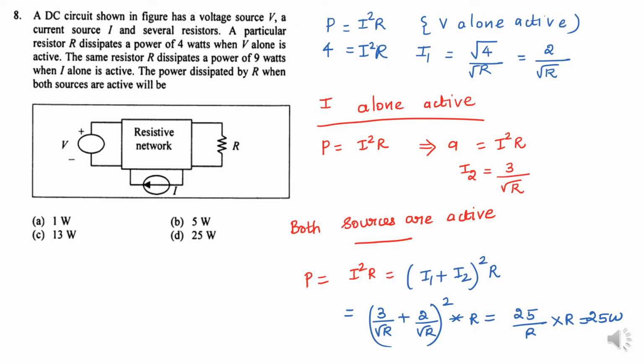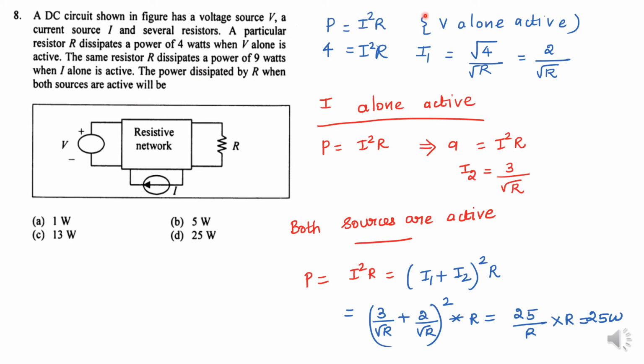And next, the circuit shown in the figure has a voltage source V and a current source I and several resistors. A particular resistor dissipates a power of 4 watt when V alone is active. The same resistor dissipates a power of 9 watt when I alone is active. What is the power dissipated by R when both the sources are active?